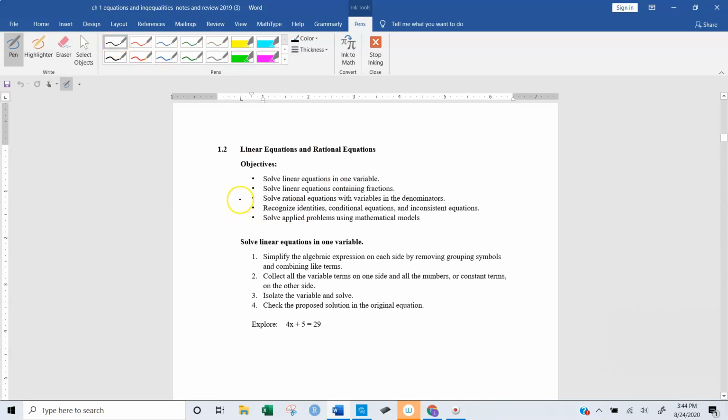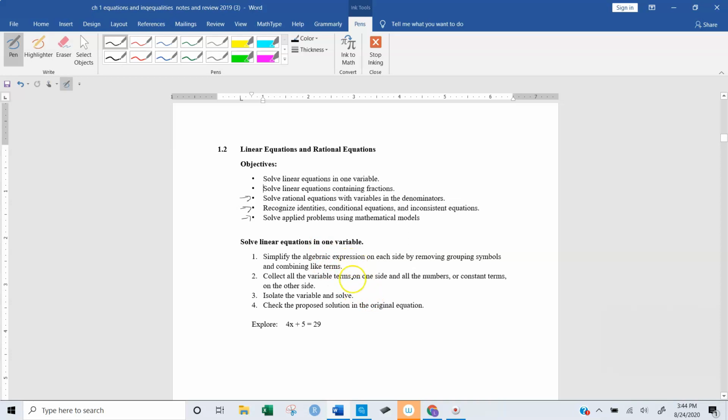I'm going to solve rational equations with variables in the denominator. And this is where you guys usually don't like it. So it's okay. Don't freak out. We'll be fine. We're going to recognize different identities and conditionals, when things work and don't work, if they always work or never work. And then we're going to do some story problems.